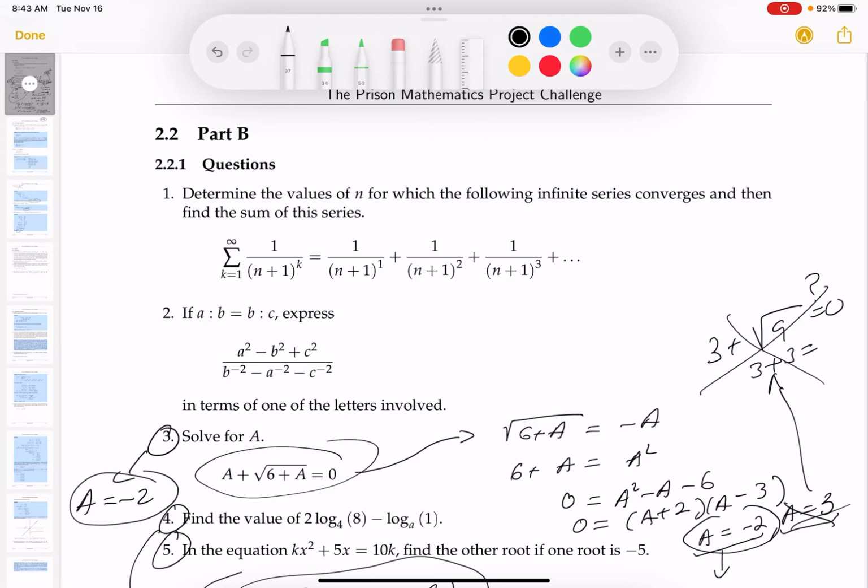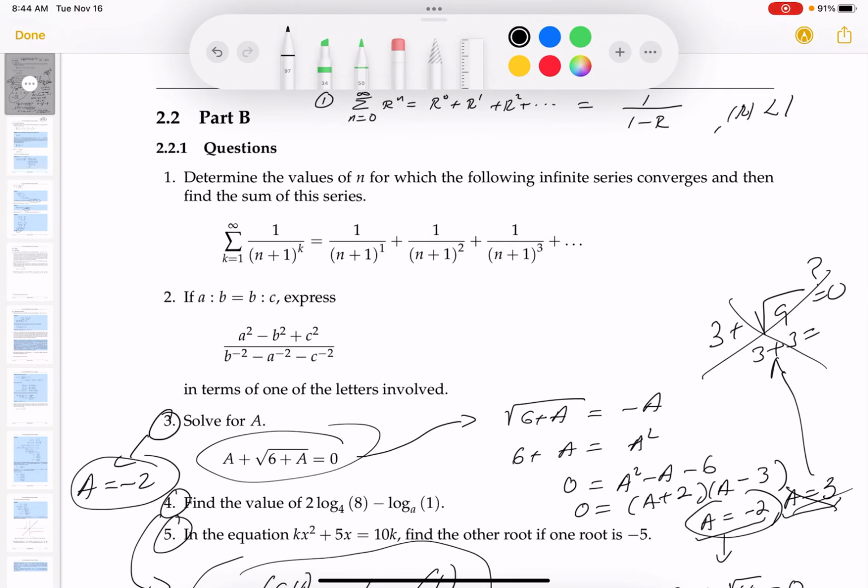number one, I want to just remind you, this has something to do with the geometric series. I'll write this down. The geometric series is going to be the sum from n equals 0 to infinity of r to the n. This would be r to the 0 plus r to the 1 plus r squared plus yada yada. And that's got a nice easy sum to it. That sum can be 1 over 1 minus r, provided the r is a proper fraction.